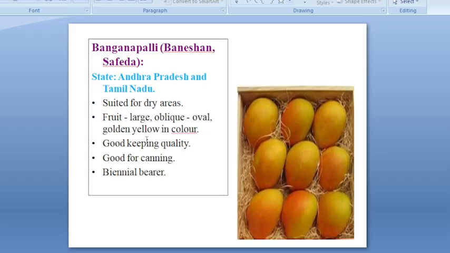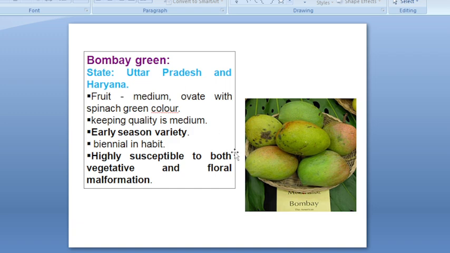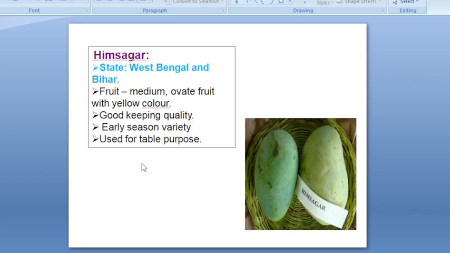Then it is Banganpalli. Normally this Banganpalli is famous in Andhra Pradesh and Tamil Nadu. It has good keeping quality, even biennial bearing habit. Malgova, in Tamil Nadu and Karnataka, we can see some area under cultivation of this particular variety. It is a late season variety. It is also an alternate bearer, and the keeping quality will be good here. And Bombay Green, this is famous in Uttar Pradesh and Haryana. It is also an early one and susceptible to malformation.